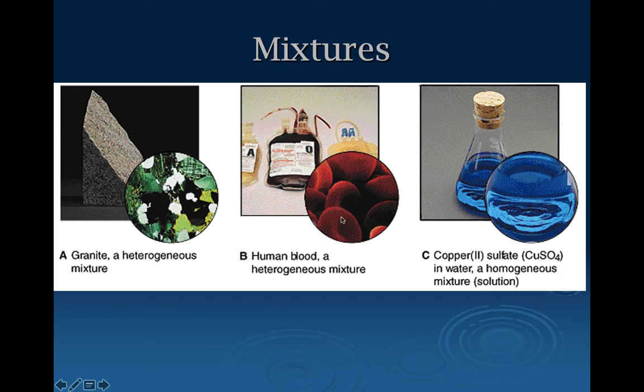We already said blood is a heterogeneous because blood is a mix of red, white blood cells and plasma. Copper 2 sulfate is uniform. You can't see any difference in the copper 2 sulfate, so that's a homogeneous mixture.